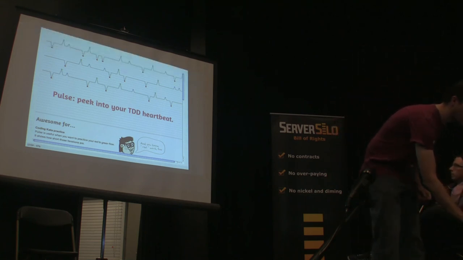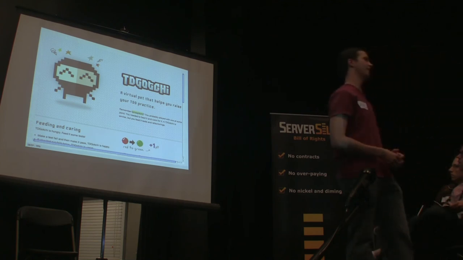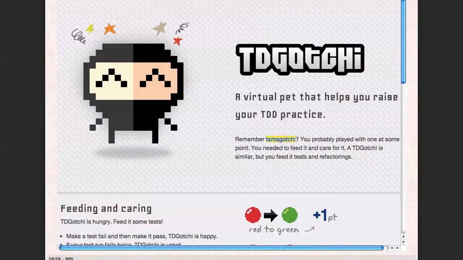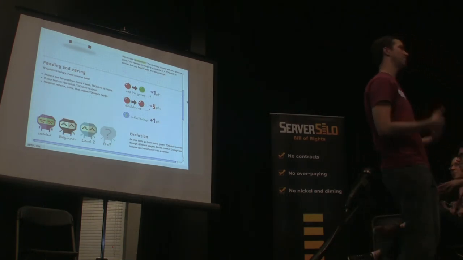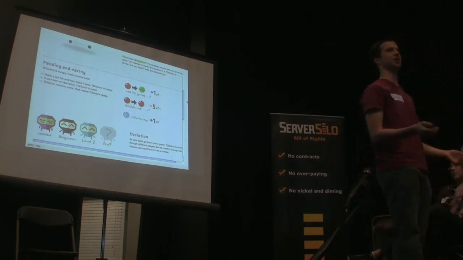The other one that's kind of cool is TDGotchi, and it's just a straight Tamagotchi ripoff. It's a virtual pet that lives inside of your IDE, and it feeds on tests. So you get more points. If you make tests fail, you lose points, and you can level up your character. Yeah, don't get to the zombie. That's bad. So yeah, that's the reason why I like to do testing and testing first.